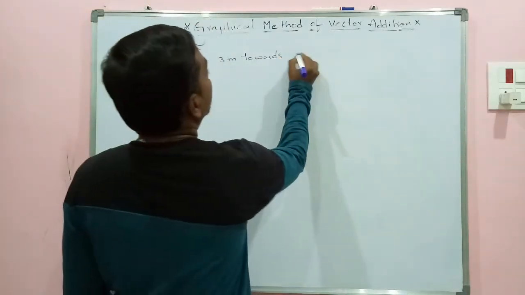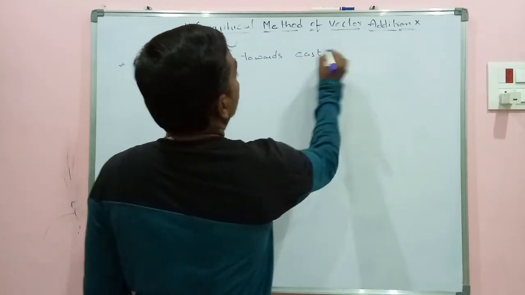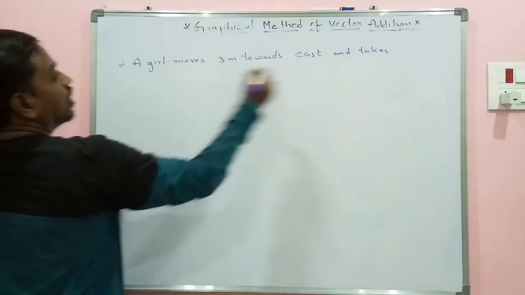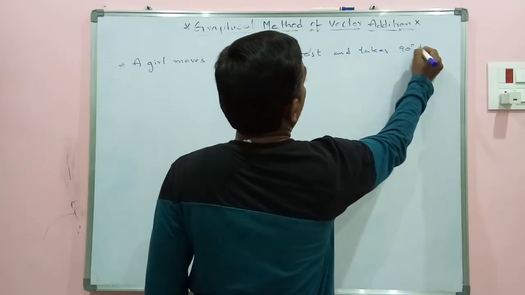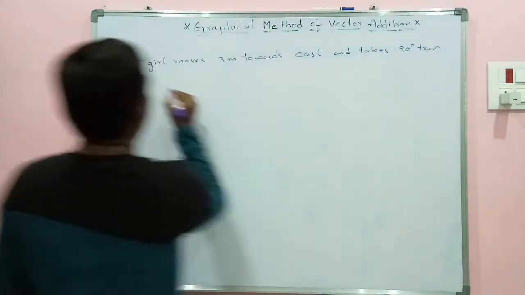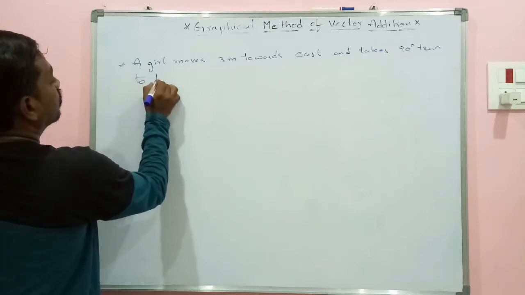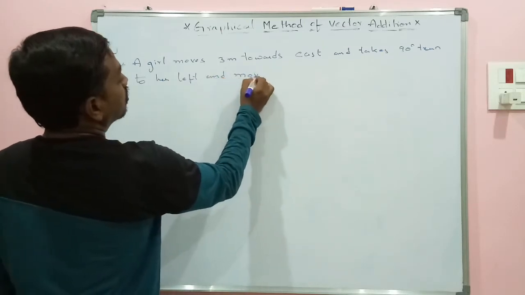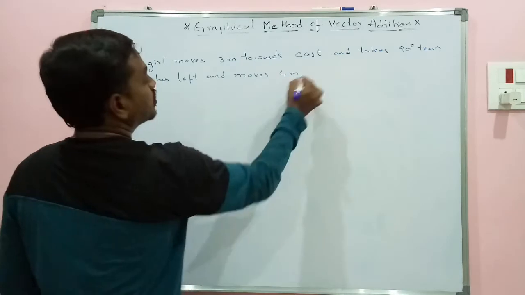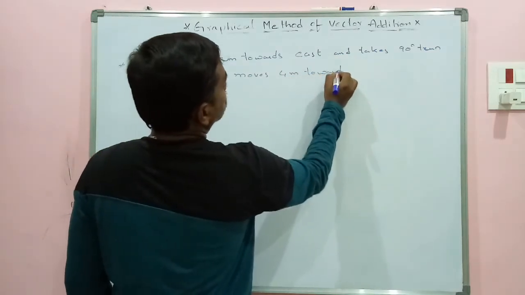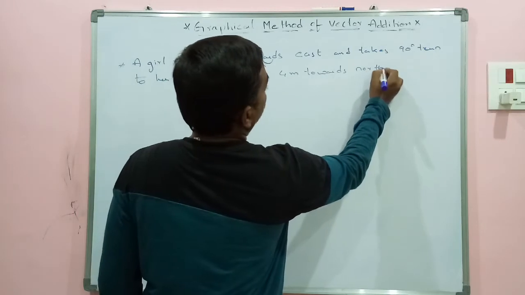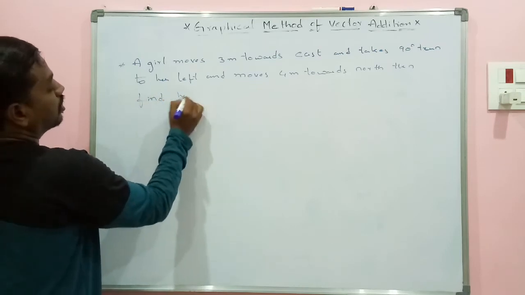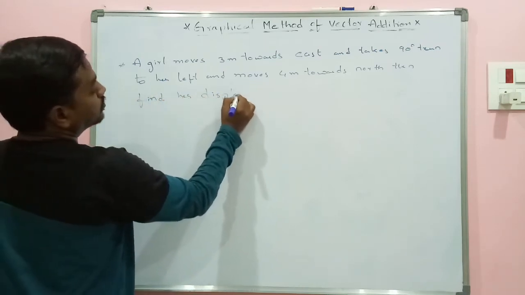towards east and takes a 90-degree turn to her left and moves 4 meters towards north. Then find her displacement.